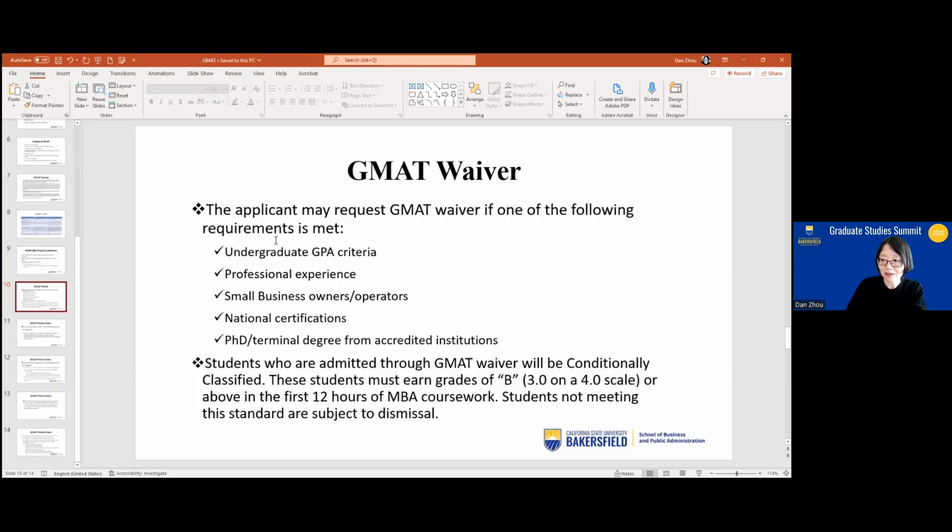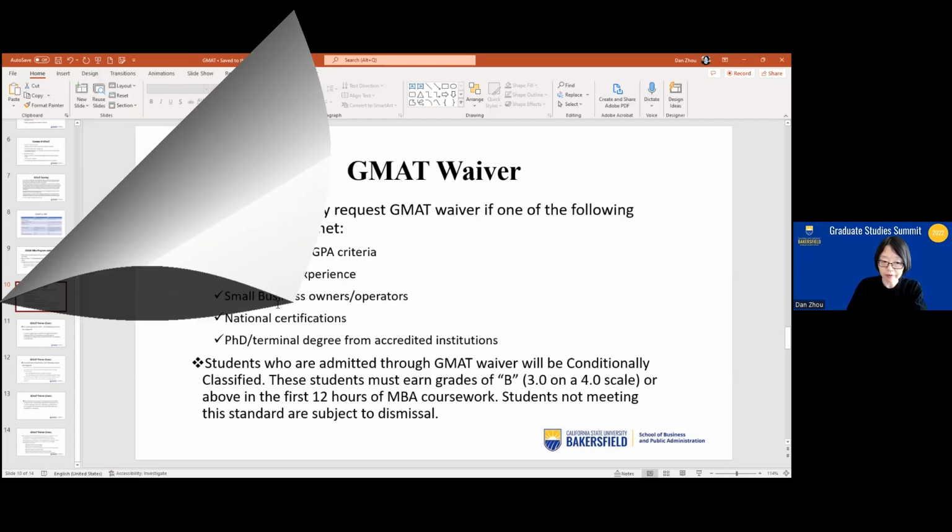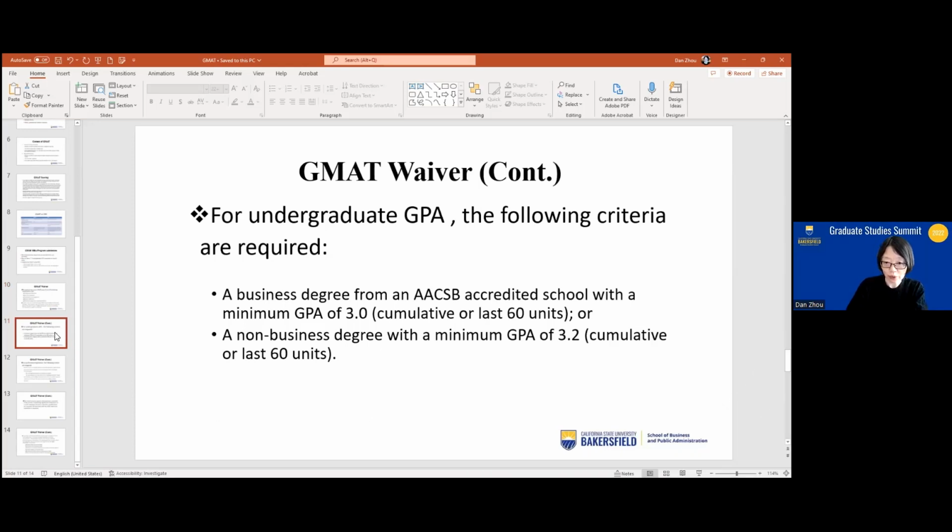So you can consider applying for a GMAT waiver if you meet one of the following requirements. The first one is based on your undergrad GPA criteria. Or if you received your bachelor degree and have a certain number of years of professional working experience. Then also if you are a small business owner or operator. Then if you hold national certifications. And the last one is if you have a PhD degree or other terminal degree from accredited institutions. If you meet any one of these requirements, you can apply for a GMAT waiver.